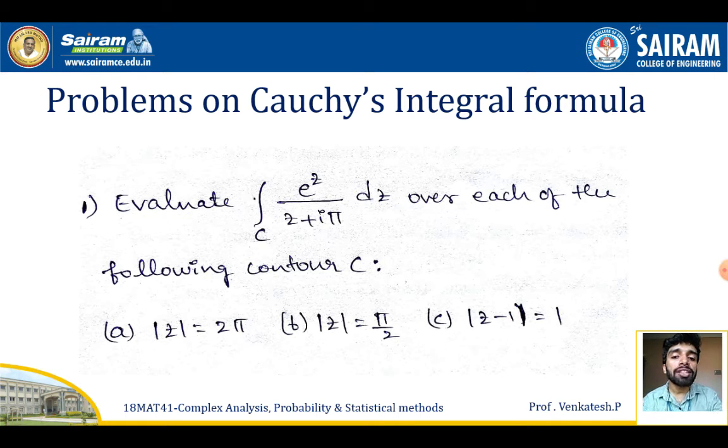So the first thing is we have to compare the given equation with Cauchy's integral formula. We can see here the function z minus a is of order 1, so directly we can use Cauchy's integral formula. The given equation has z plus i pi, so I can take a is equal to minus i pi here. We'll see how to solve it one by one now.